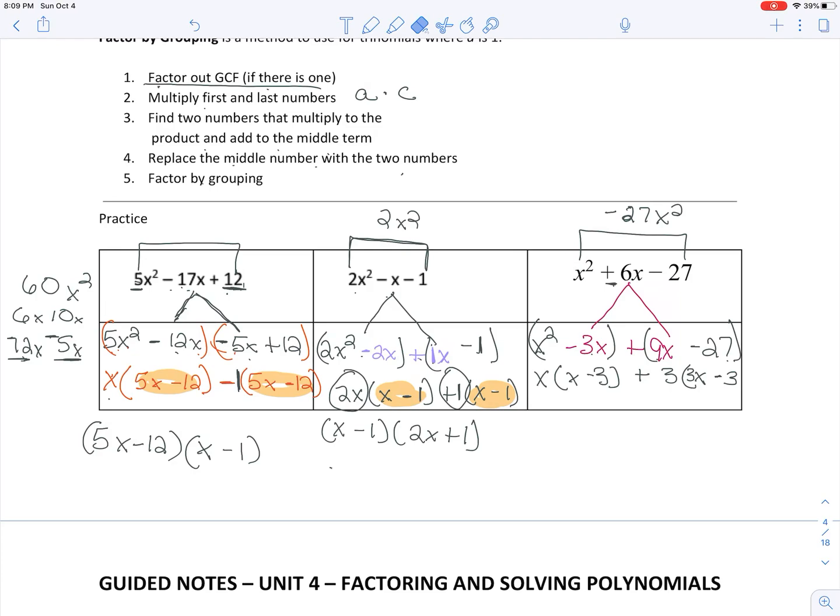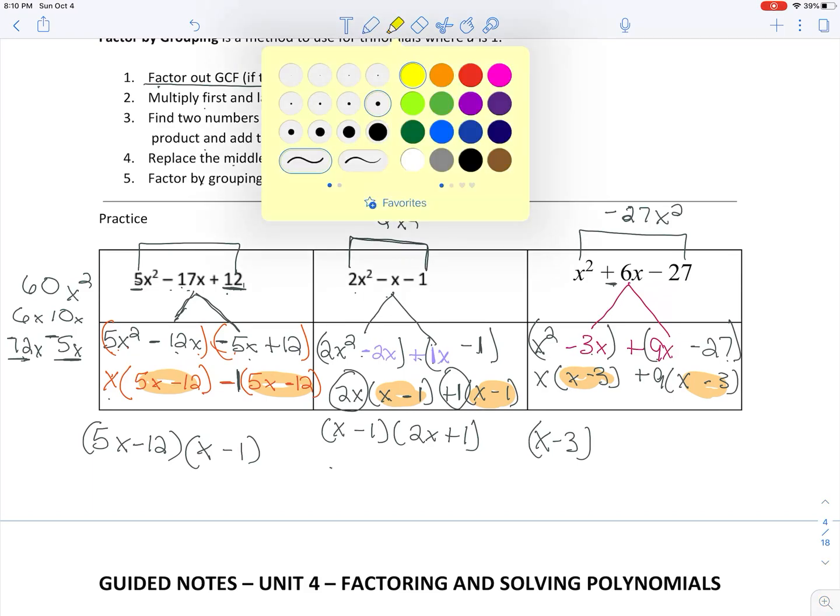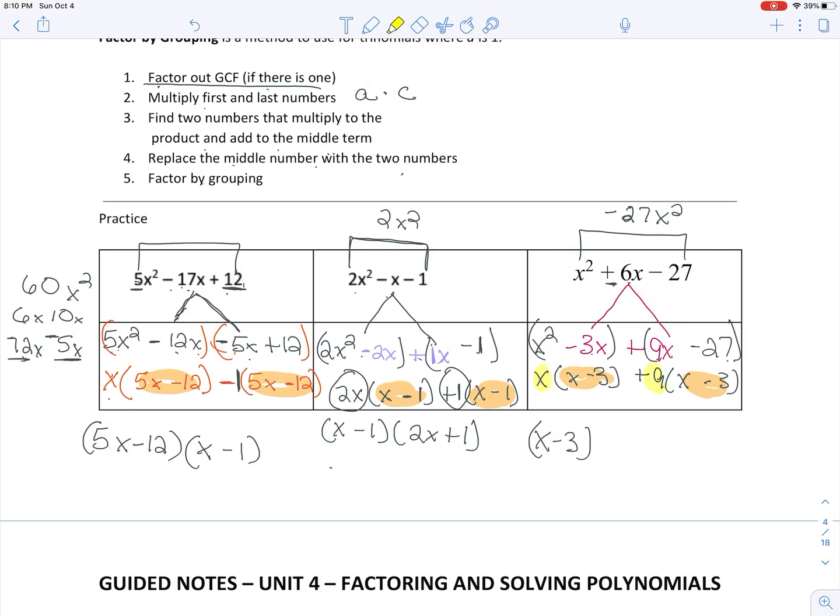Okay, so we rewrote this. We got x minus 3. Oh, I know what I did wrong. The GCF here is not 3x, it's 9. Sorry. So the GCF here is 9, and that leaves x minus 3. So what do they have in common? X minus 3. And what comes out? X plus 9.